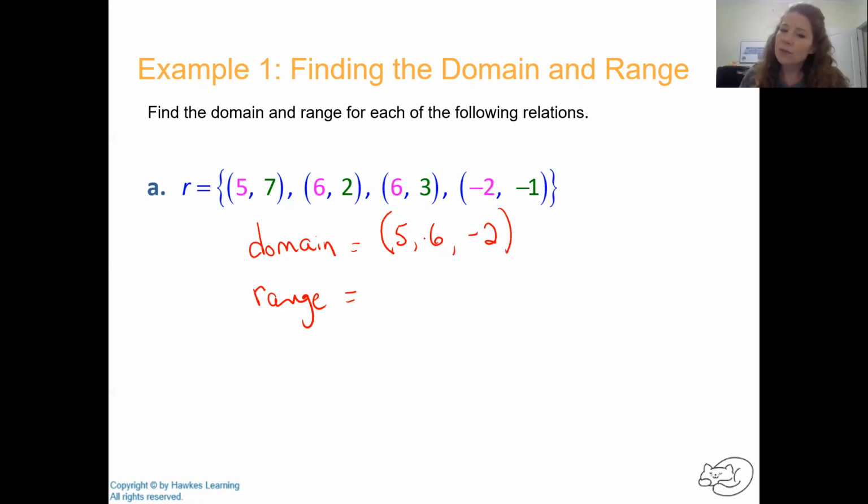I don't think Hawks will count it wrong if you do repeat it. I'm not sure, but anyway, you don't have to repeat. If you have the same number, you don't have to write it twice. And then the range are the y values, 7, 2, 3, and -1. That's it. Domain and range, the x values and the y values.